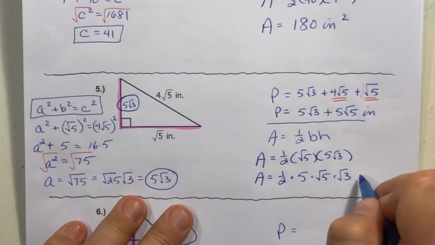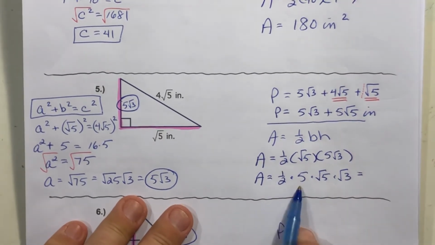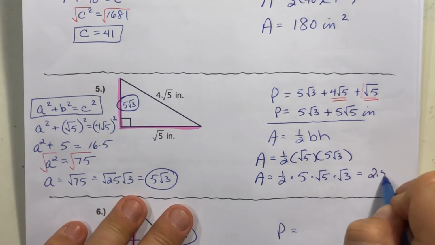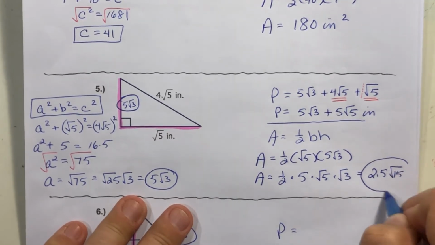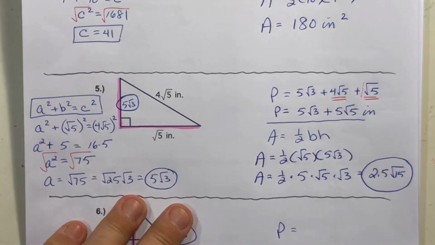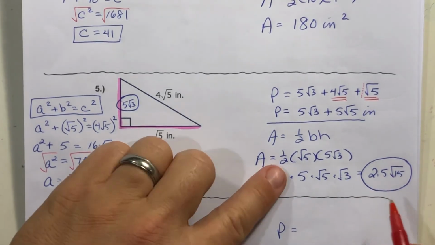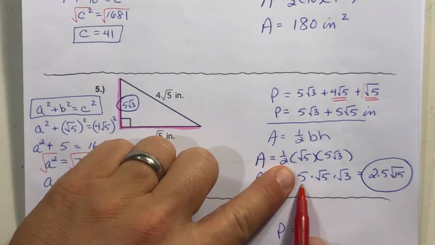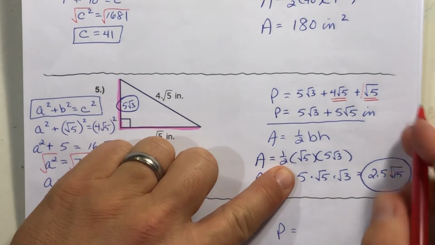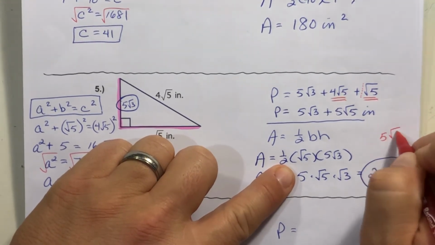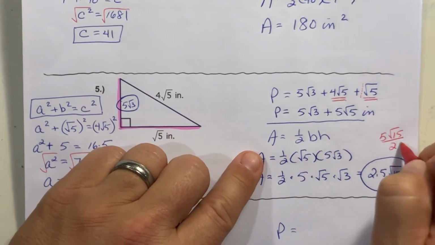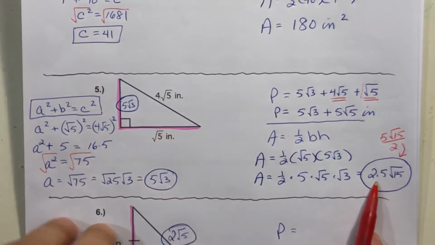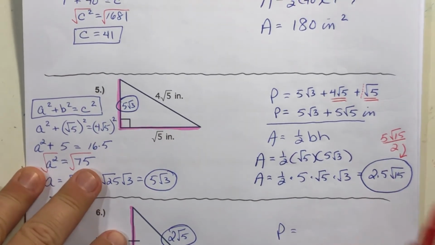So what I'm going to do is I'm going to finish this and say 1/2 times 5 is 2.5. And radical 3 times radical 5 is radical 15. Okay? Actually, another way we could have written that would have been, let's ignore the 1/2, right? And then we would have 5 radical 15. And then if I take half of that, I could just put that all over 2. These are equal. If you want to write 2.5 radical 15, I'm okay with that.